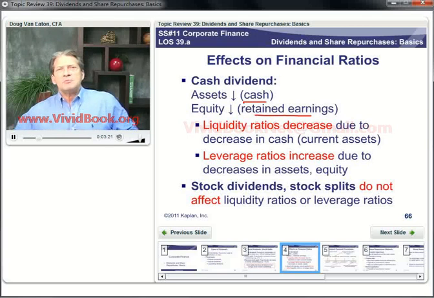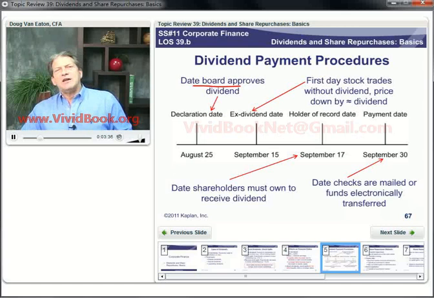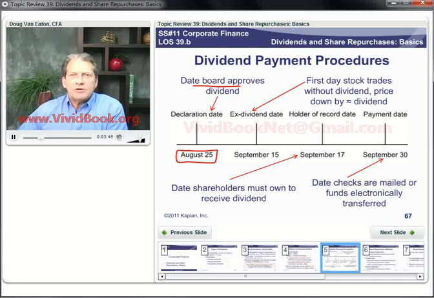Now let's look at the mechanics of dividend payment. Once the board of directors approves the dividend and they announce it, that's our declaration date. That's the date that the dividend is declared. And when they declare it, they say when the holder of record date is, when the payment date is, and how much it is. So what's this holder of record date?